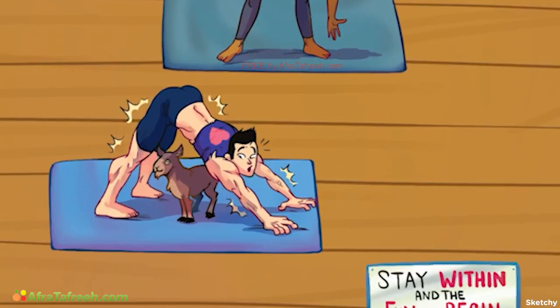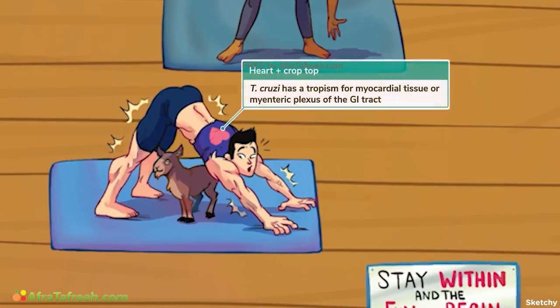And there's 2 important anatomical sites to remember with T. cruzi, the heart, and the gut, hence the crop top. So it should come as no surprise that T. cruzi has a propensity to go for the myocardial tissue or myenteric plexus of the GI tract.